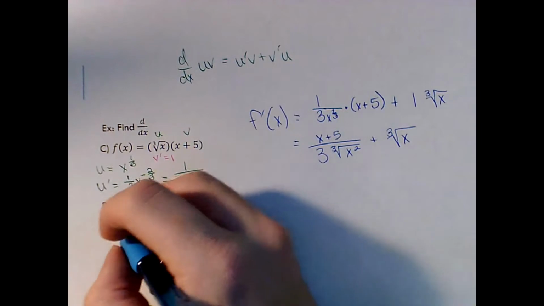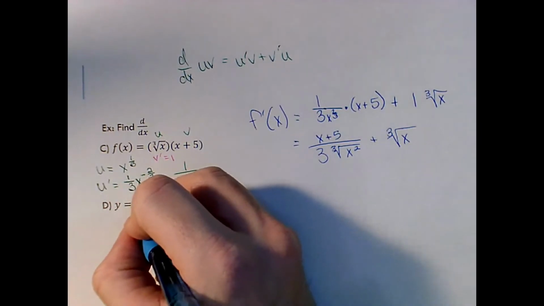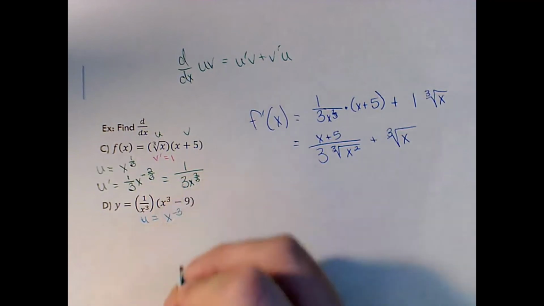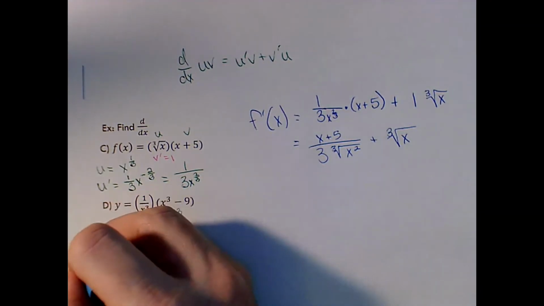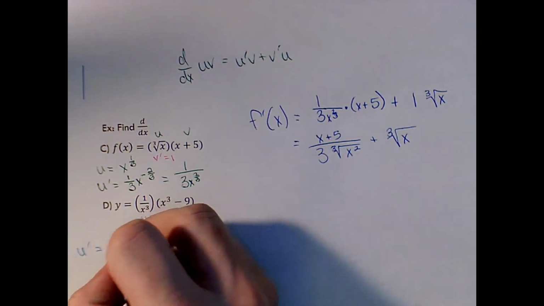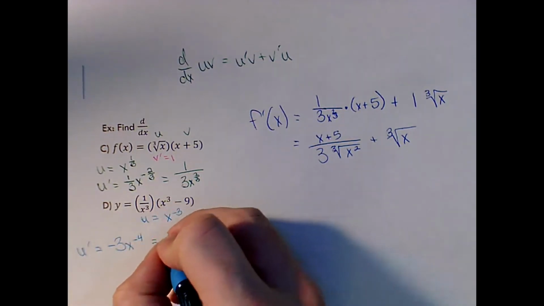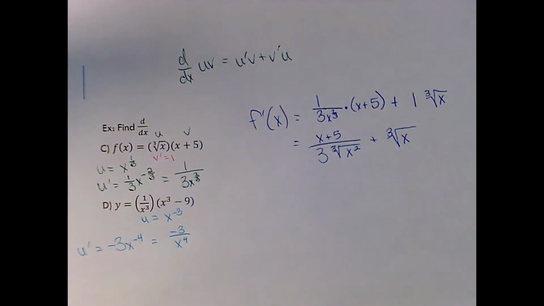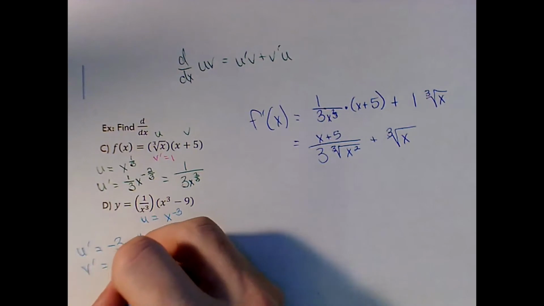Let's rewrite u literally as x to the negative third. So that would make u prime equal to negative 3 x to the negative fourth, or negative 3 over x to the fourth. That's u prime. V prime is 3x squared minus 0.